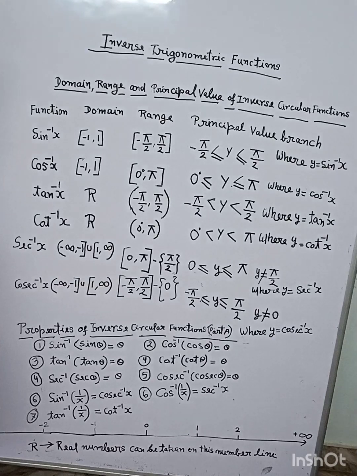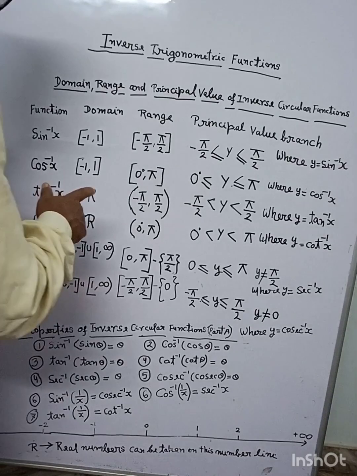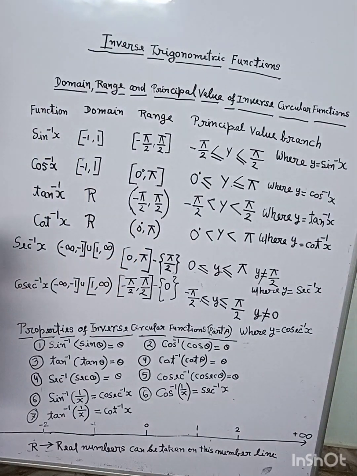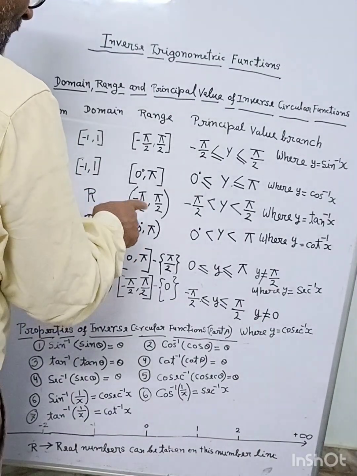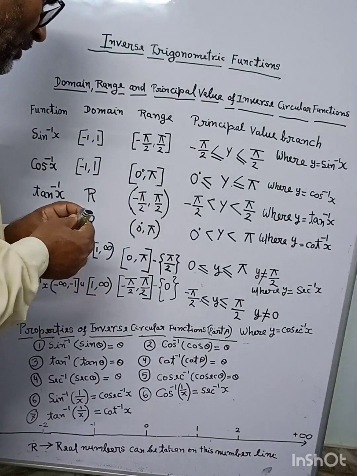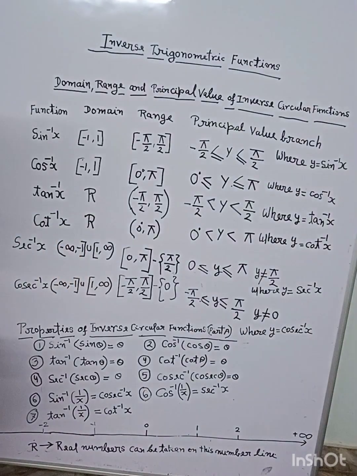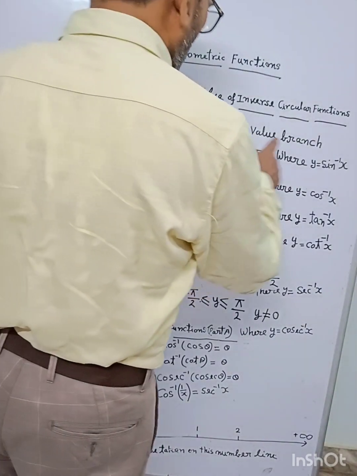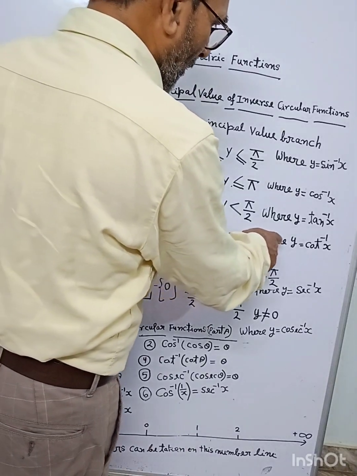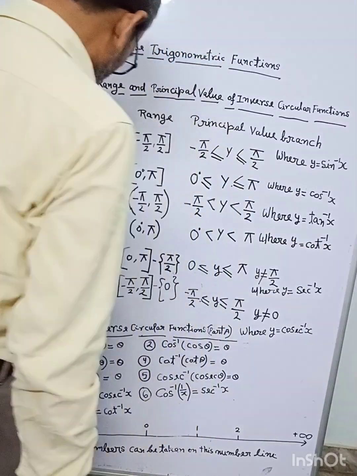Cot inverse x: all real values can be taken and the range is 0 to pi. Different angles from 0 to pi can be taken under open interval, so 0 and pi will not be included. So the principal value branch is 0 is less than y is less than pi, where y is equal to cot inverse x.